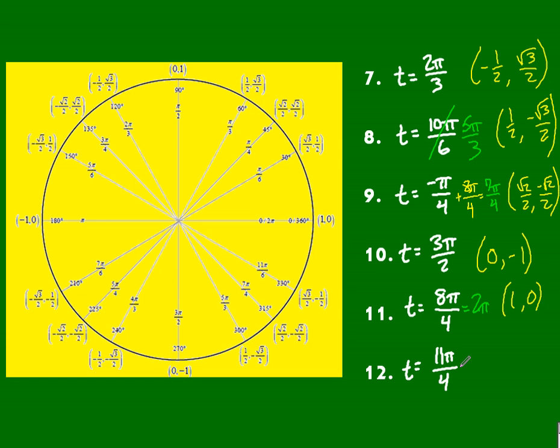And then 11 pi over 4 is too much. I need to subtract 2 pi. Again, get my common denominator of 4. That means my numerator is now 8. And that means when I subtract, I should get 3 pi over 4, which shows up over here. So my answer should be negative root 2 over 2, comma positive root 2 over 2.